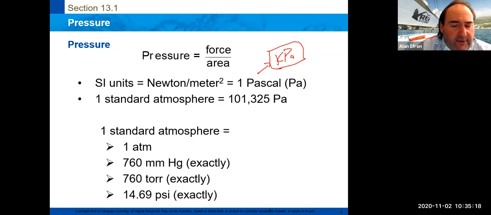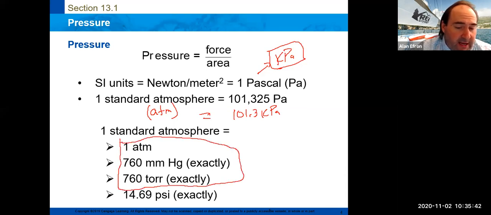One standard atmosphere, or atm, which is a very common unit of pressure, equals 101,325 pascals, or about 101.3 kilopascals. But when we deal with pressure, there are three main units that we will see a lot. That's the atmosphere, abbreviated atm. We also see mmHg, where mm is millimeters and Hg is mercury, so millimeters of mercury. We also see the torr, also a very common unit of pressure.